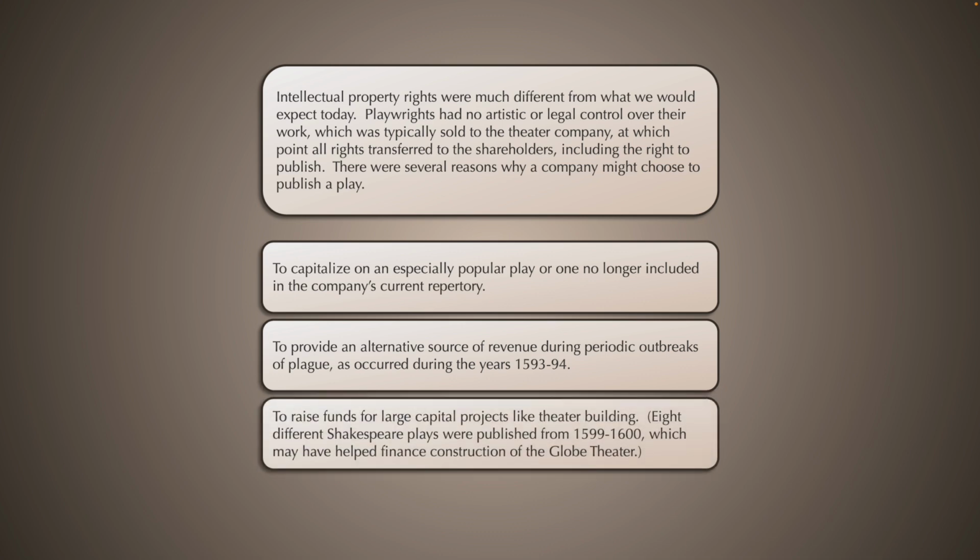And another possibility is that publishing plays allowed companies to raise funds for large capital projects, like theater building, or perhaps expanding their costuming. 8 different Shakespeare plays were published from 1599 to 1600. This was the peak period of Shakespeare publication. And this may have helped finance construction of the Globe Theater. That's one theory. It seems plausible to me.